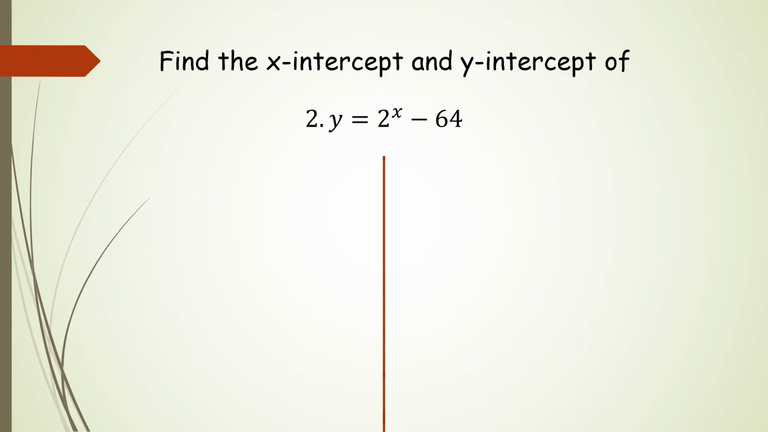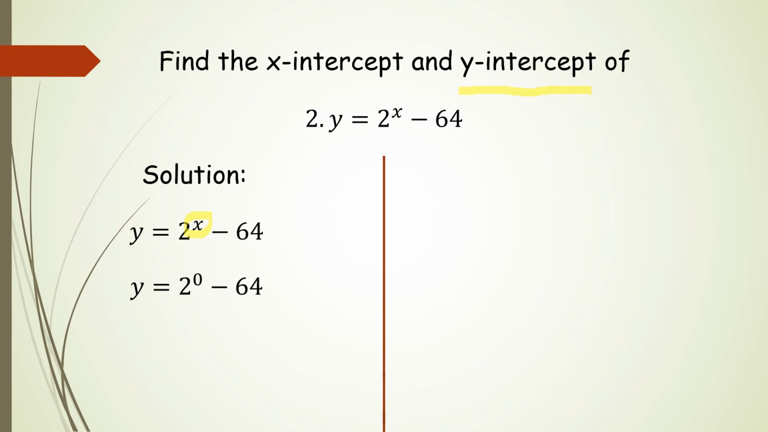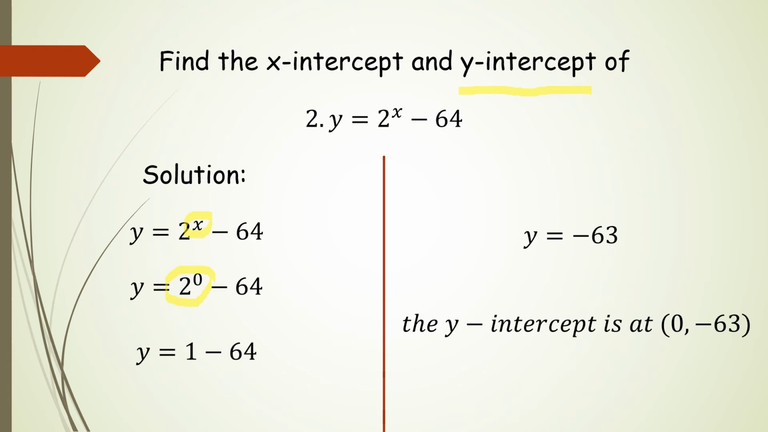Second example, y is equal to 2 raised to x minus 64. So let us find the y-intercept. Using the given, we let x equal to 0. Therefore, we have y is equal to 2 raised to 0 minus 64. And anything you raise to 0 is equal to 1. So we have y is equal to 1 minus 64, and we've got y is equal to negative 63. Therefore, the y-intercept is at 0, negative 63.